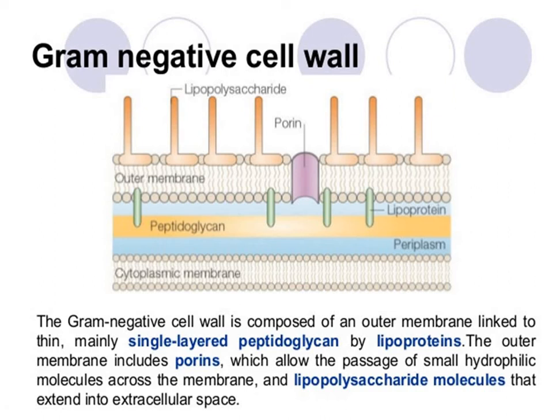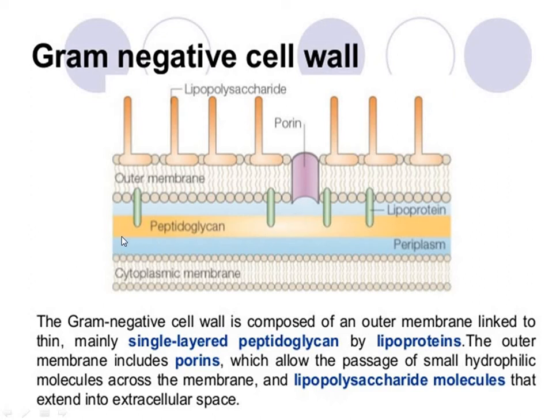So on the basis of difference in the cell wall of gram-positive and gram-negative, we classify bacteria into two major groups, gram-positive and gram-negative. In case of gram-negative, as you can see, this is the cell membrane. Outside the cell membrane, there is a thin layer of peptidoglycan, and peptidoglycan is covered by another layer which is made up of lipopolysaccharides or maybe lipoproteins. And this outer membrane also has porin. Remember porin? It is a protein which is used for the transport of certain molecules.